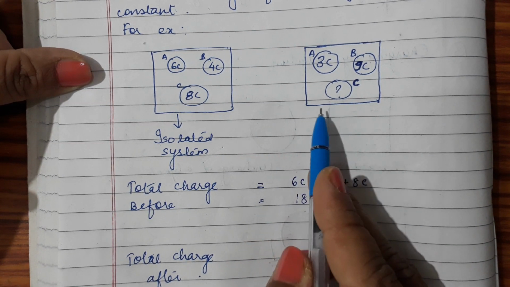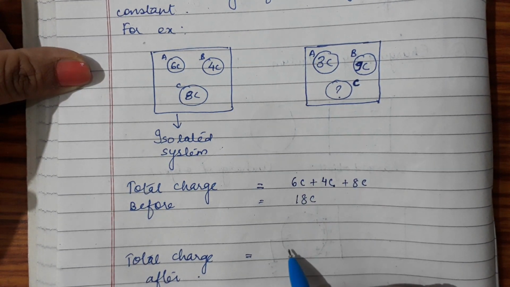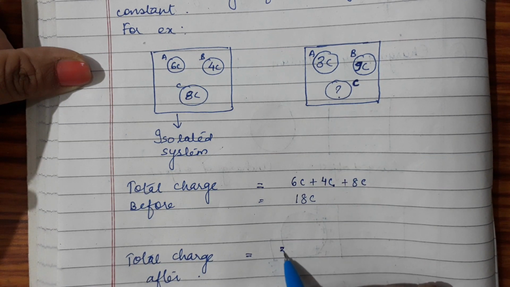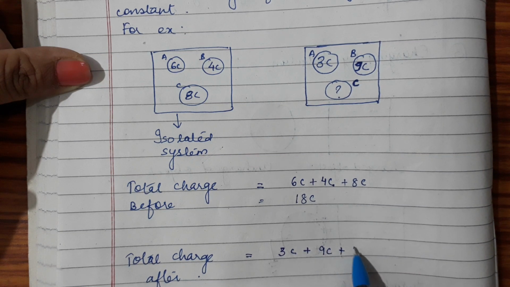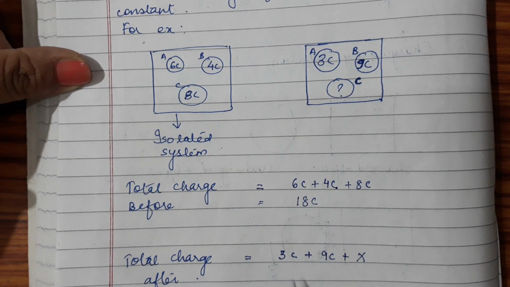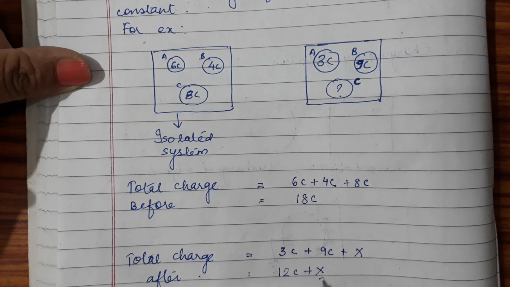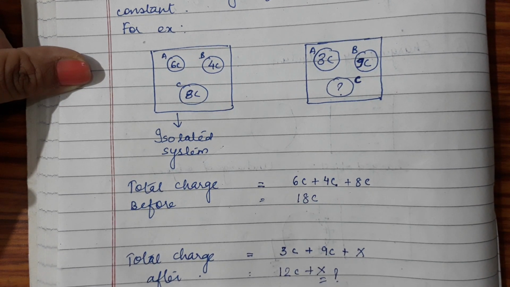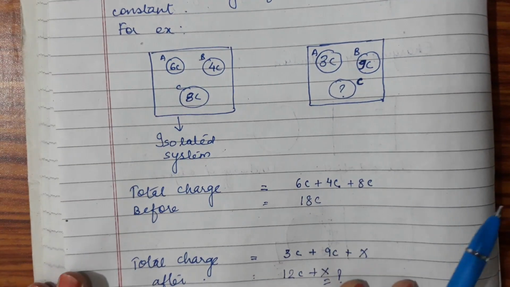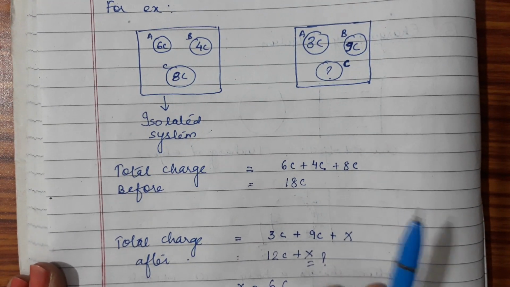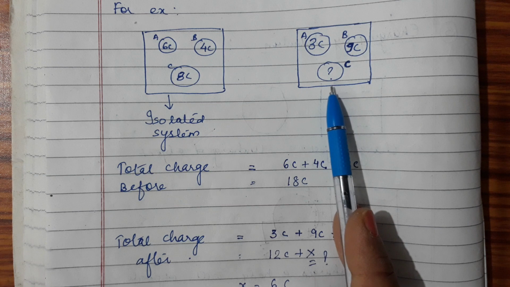Now after shaking the system, what is the charge on A? It is 3 coulomb. Charge on B is 9 coulomb. And charge on C, we don't know. So the total is 12 coulomb plus X. What will be the value of X? We can easily find out. X is equal to 6 coulomb. So with the help of conservation of charge, we can find out the value of charge on object C.